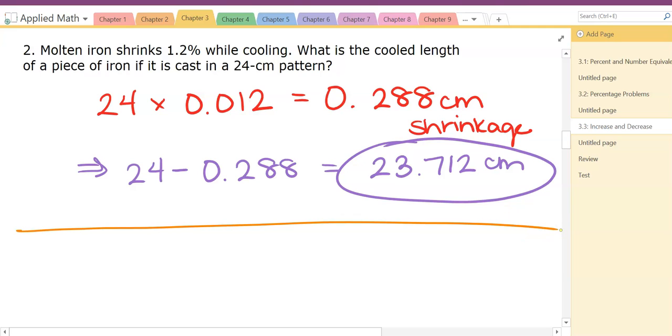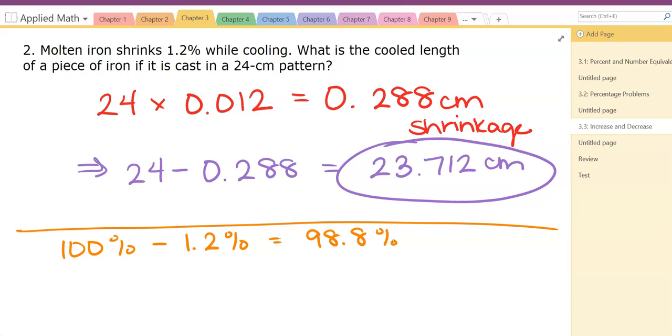So if you did what you were trying to do, this is like doing the direct calculation instead of having to subtract. You take 100% and you subtract that 1.2%. Okay, and that gets us 98.8%. That means that 98.8% is how much the length is going to be. Think of it like when you do a discount problem. If you're buying something that's 25% off, you still have to pay 75% of the cost of that item. That's what we're doing here.